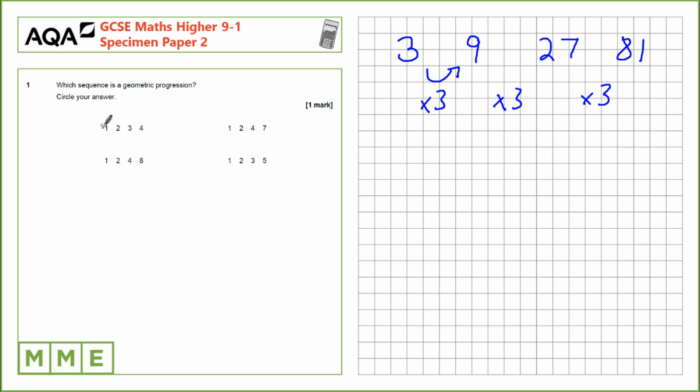So we're looking for that here. 1 to 2, that would be a multiplier of 2. So that would be 2, 4, 8, which that one is not. However, we've got that one here. Each time we're going up by a factor of 2. 1 times 2 is 2, 2 times 2 is 4, 4 times 2 is 8.